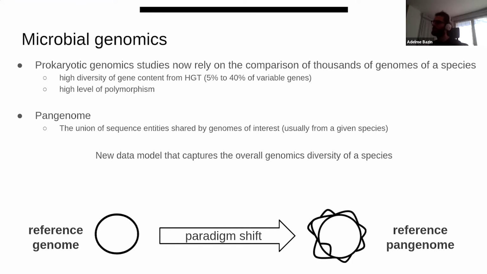So this very high number of data and of differences gave rise to the concept of pangenome. A pangenome is a union of sequence entities shared by genomes of interest, usually from a given species, but it can be also from a genus or a phylum. It also gave rise to new data models, moving away from a reference genome that only has specificities of its own, and towards reference pangenomes, which encompass the overall genomic diversity of the group that you're studying.